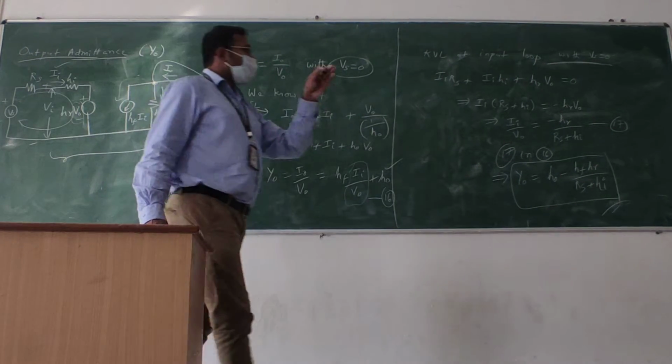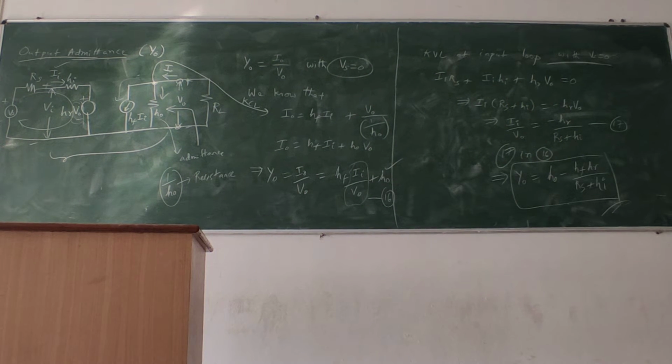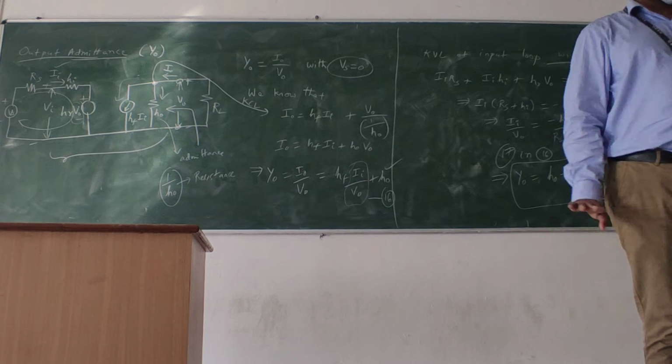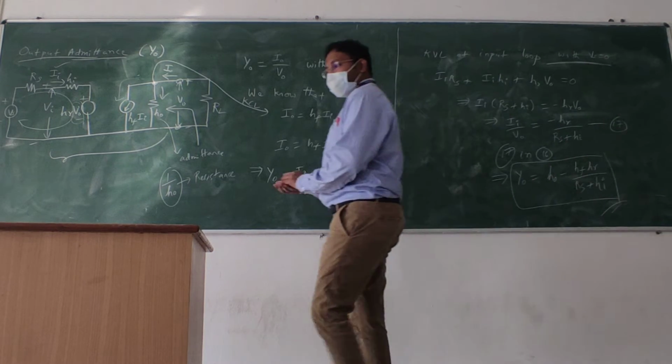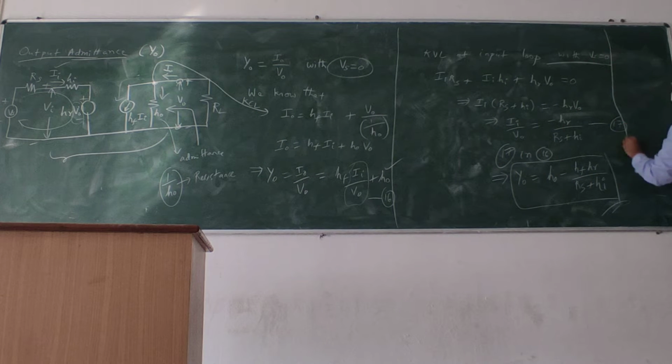Suppose particularly a question is asked. What was the idea we have discussed? Analysis of CE, CB and CC amplifiers in general. Suppose the question is asked, analysis of CE amplifier. Then what you have to do is, first you have to draw the CE amplifier circuit. Very simple CE circuit. Okay.